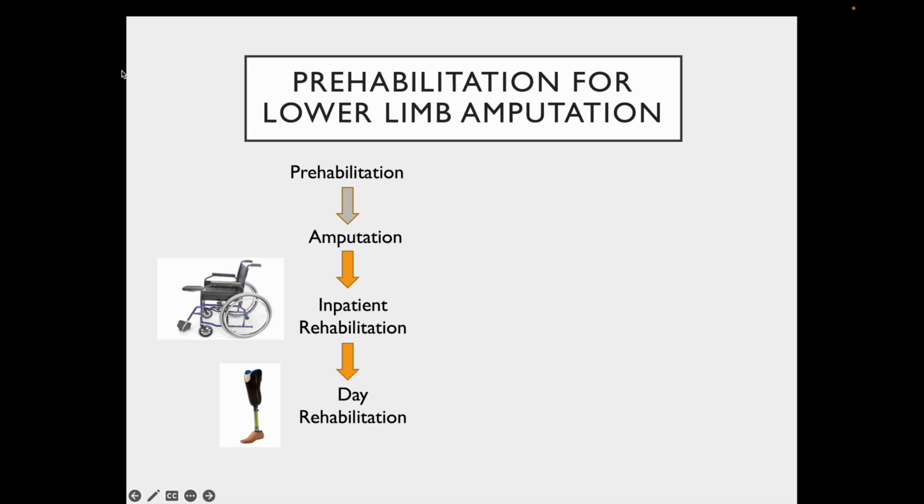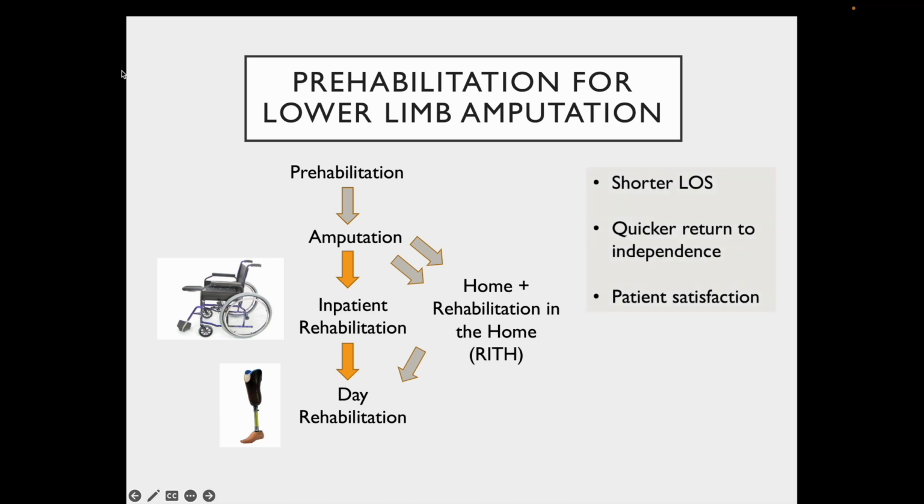And what we found is that a large portion of the patients are able to be discharged home with a home-based rehab program, bypassing inpatient rehabilitation altogether. Now, an average length of stay for an amputee in an inpatient rehab unit in Australia is 30 days. Therefore, with this pathway, we save a minimum of 30 hospital days per patient. This results in an overall shorter length of stay in hospital, and since patients have been prepared for the amputation prior, they return to independence promptly and have also expressed satisfaction with the pathway.